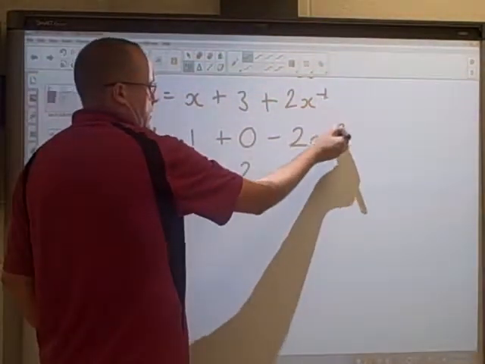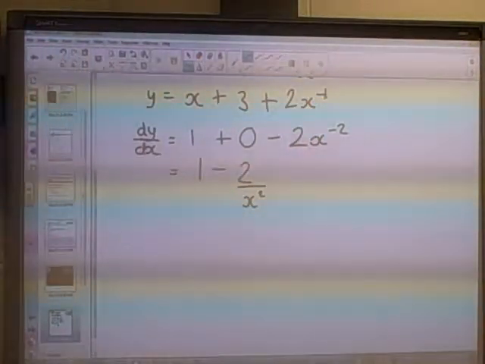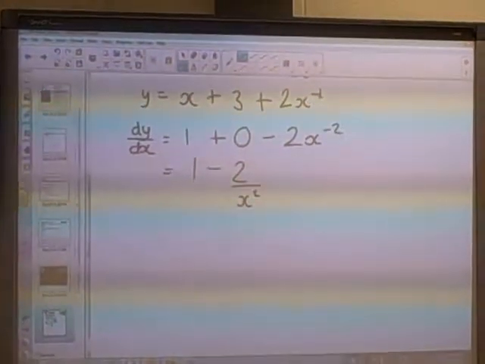And the x to the negative 2 tells me that it's x squared, but it's going to be on the bottom. So in the end, it turned out to be quite a long question, but just make sure you simplify before you start differentiating.